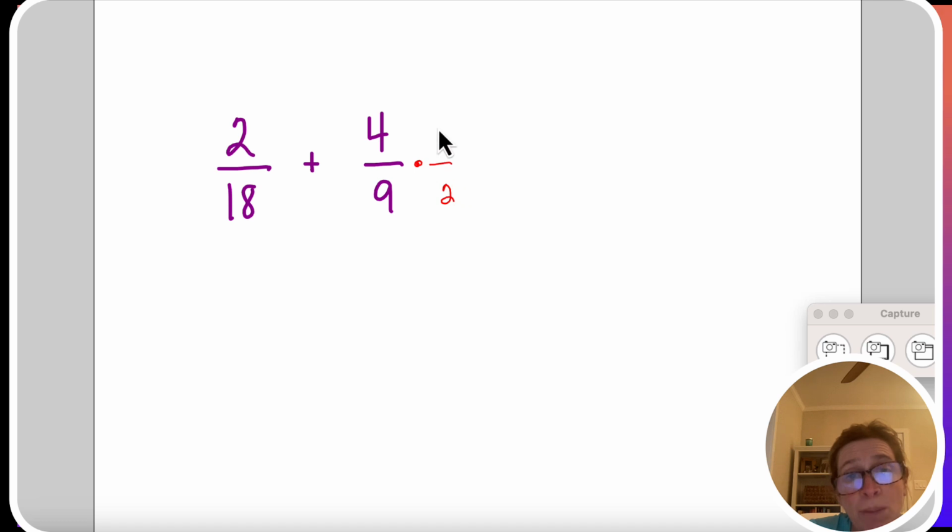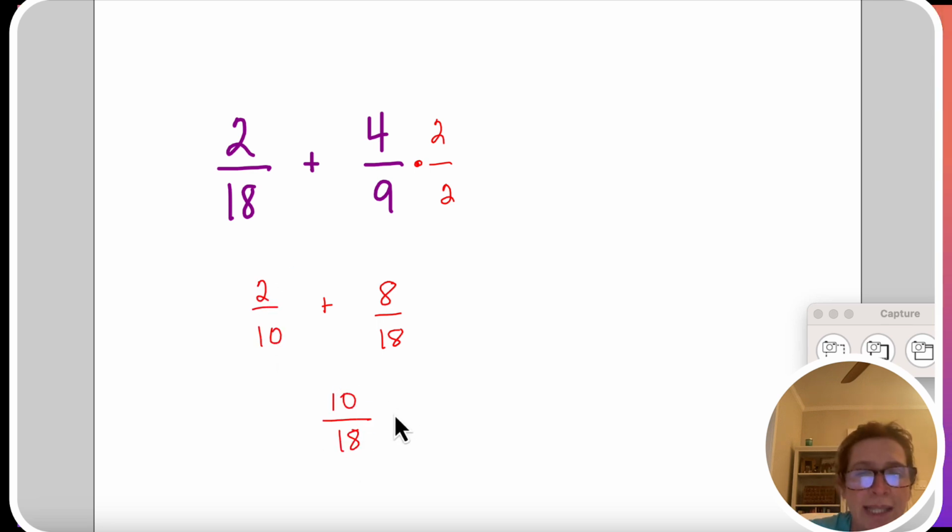So I can multiply any expression by the number 1. So if I multiply the right side by 2 over 2, I'm multiplying by 1. That's going to give me 8 over 18. And so 2 over 18, which is going to give me 10 over 18, what does that simplify to? 5/9? So we've added our fractions. All right, let's look at this with variables because it's trickier.